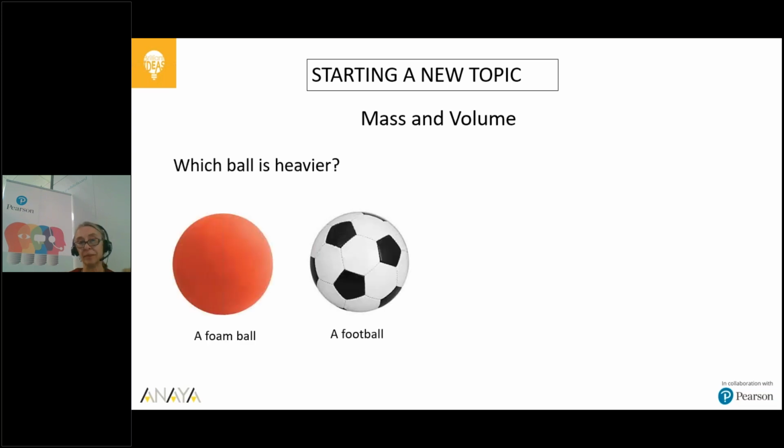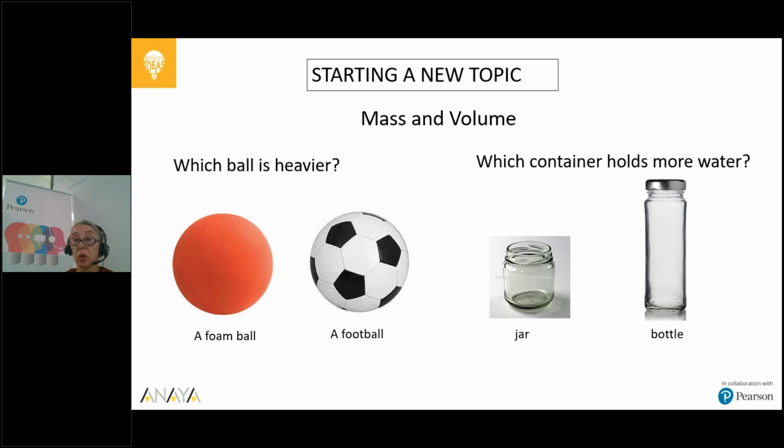And we can lead them to coming to this very important idea that mass and volume are not the same, that 2 things of the same size can weigh something very different. So we can lead them straight into the new topic through higher order thinking skills, through experimentation and observation. And this works as well for volume.